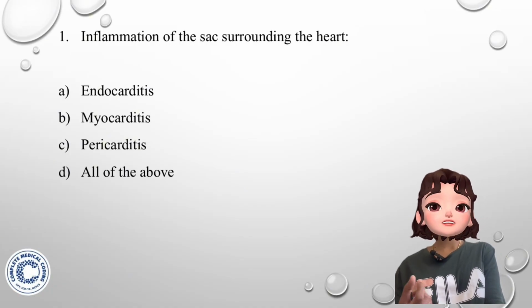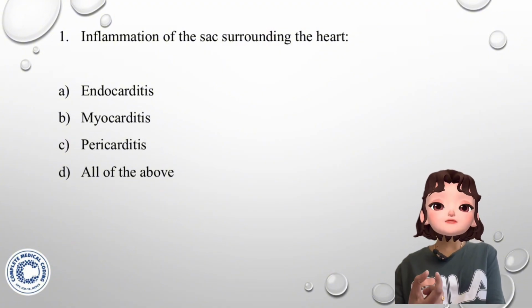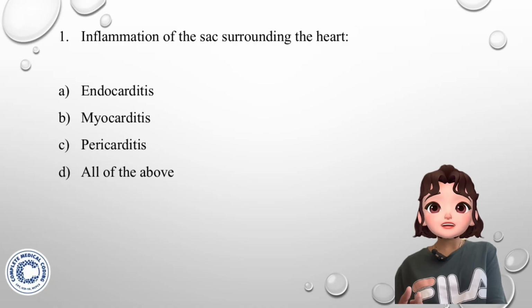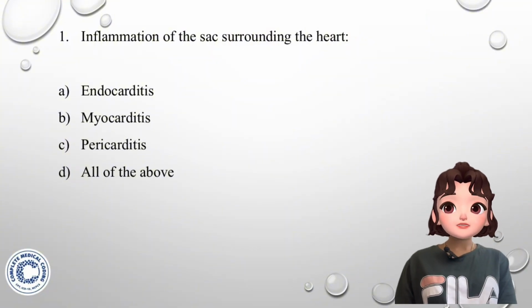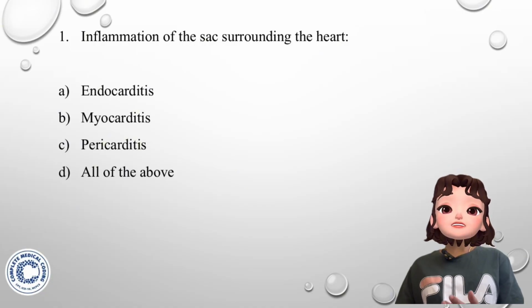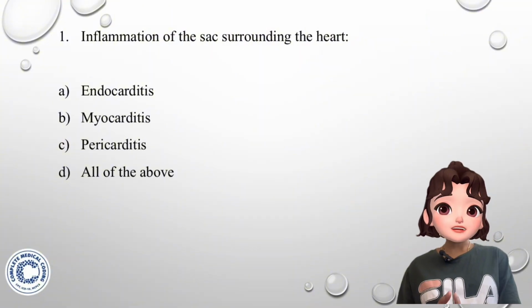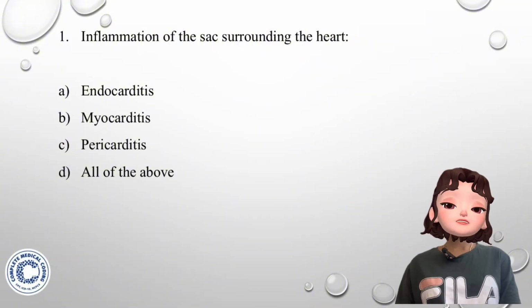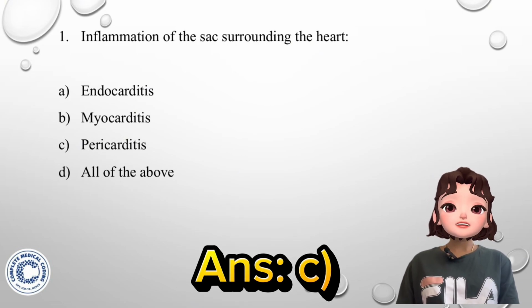Because this is an anatomical question, each and every terminology will vary. For example, itis represents inflammation, and in all the options it is itis only. Pericarditis, myocarditis, endocarditis. Each and every word's meaning is different. So, inflammation of the sac surrounding the heart is called pericarditis. Answer is option C, pericarditis.